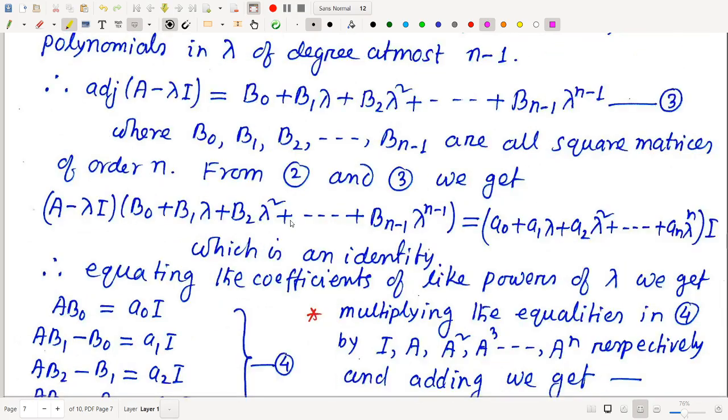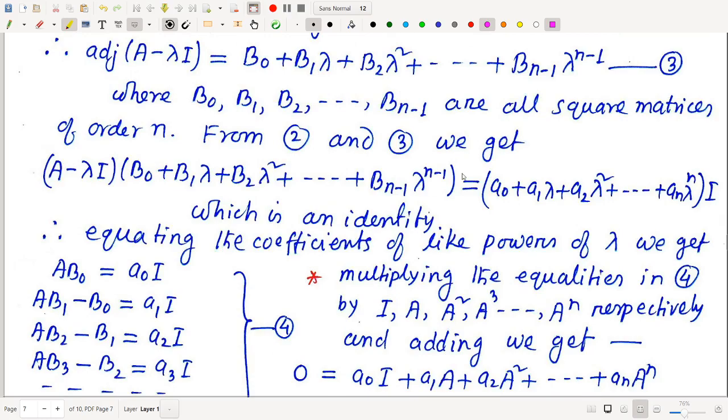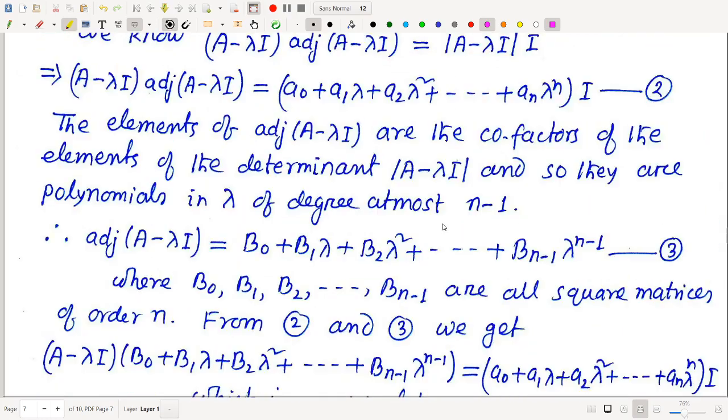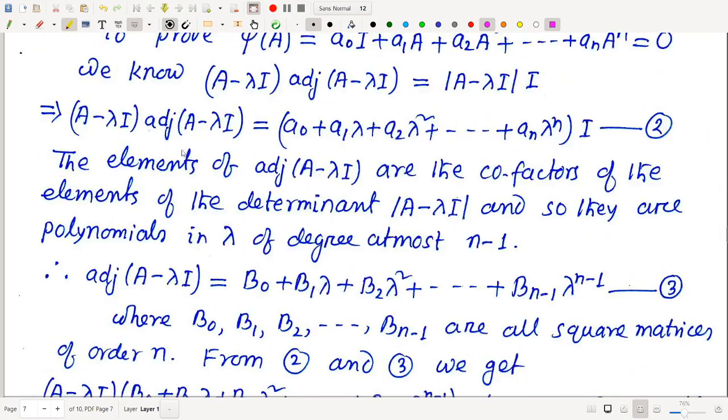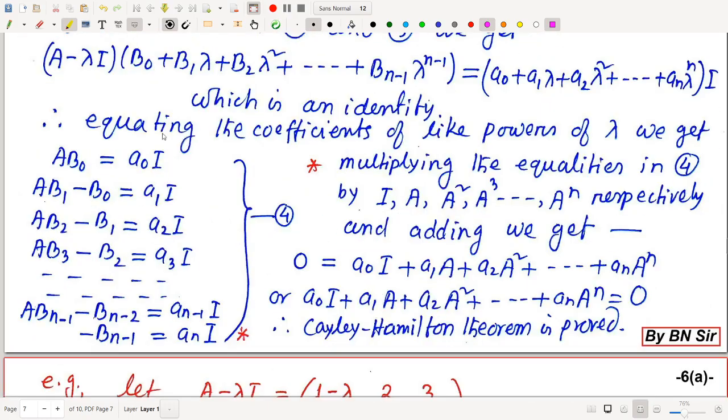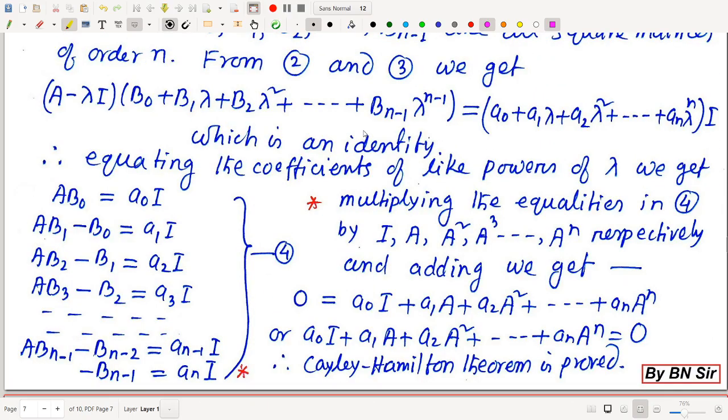Now from 2 and 3, this is adjoint of A minus lambda I, and let us put this value here in number 2. So we get A minus lambda I into this matrix polynomial is equal to this polynomial lambda I into capital I, the unit matrix, which is an identity. So we can equate coefficients of like powers of lambda from both sides, and then we get what? Equating coefficients of like powers of lambda, we get.